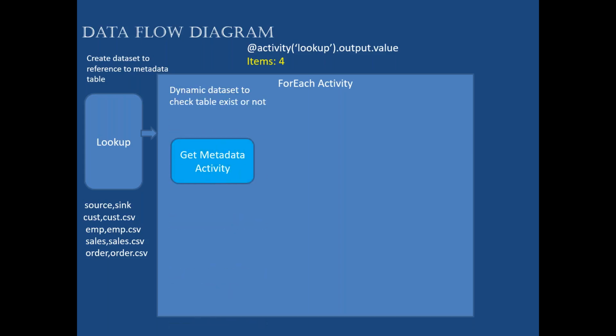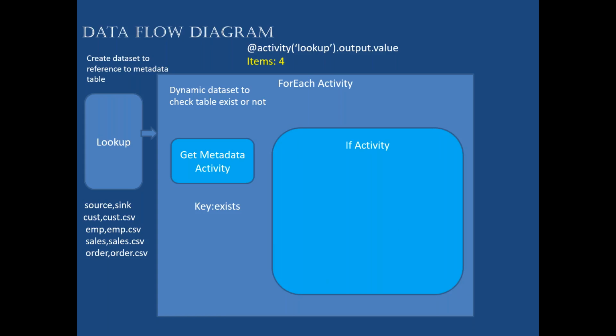Inside for each, you use a get metadata, so a dynamic dataset to check whether the table exists or not. You need to pass the table names one by one to the get metadata, and say, hey, get metadata, can you check whether these tables exist or not? For that, the property that you need to enable is exists. It checks whether the table exists or not. If it exists, then it will be true, otherwise it will be false.